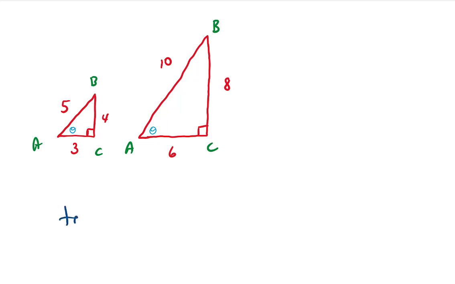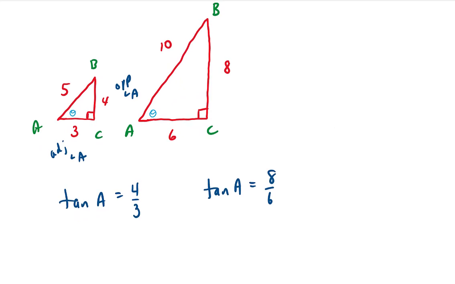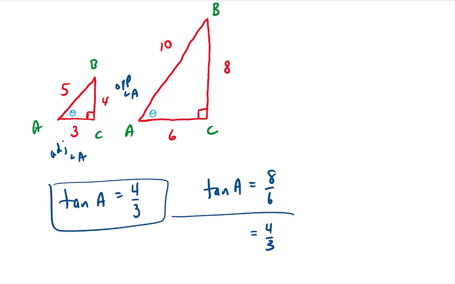I note that if I want the tan of angle A for the first triangle, that's opposite over adjacent, that's 4 over 3. So remember, this is opposite angle A. This is adjacent to angle A. And if I do the same thing for the big triangle, the tan of angle A is 8 over 6. So since these are similar triangles, and one is twice as big as the other, I see that the tangent ratio, no matter what size triangle I take, as long as they have the same angle and are similar triangles, the tangent ratio we see is the same.